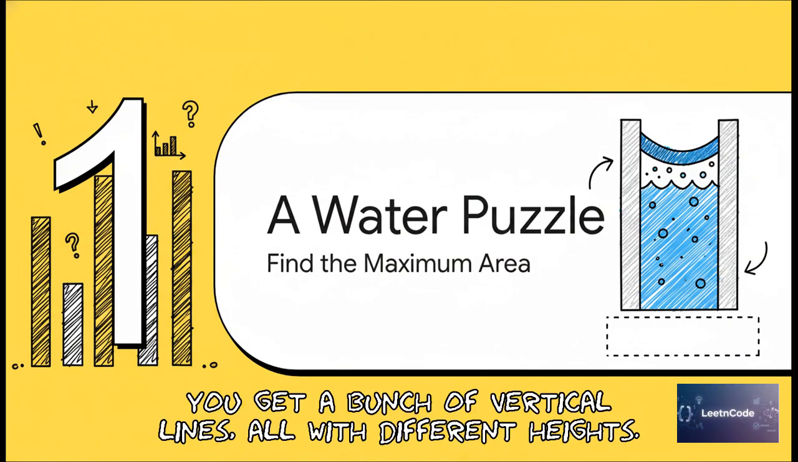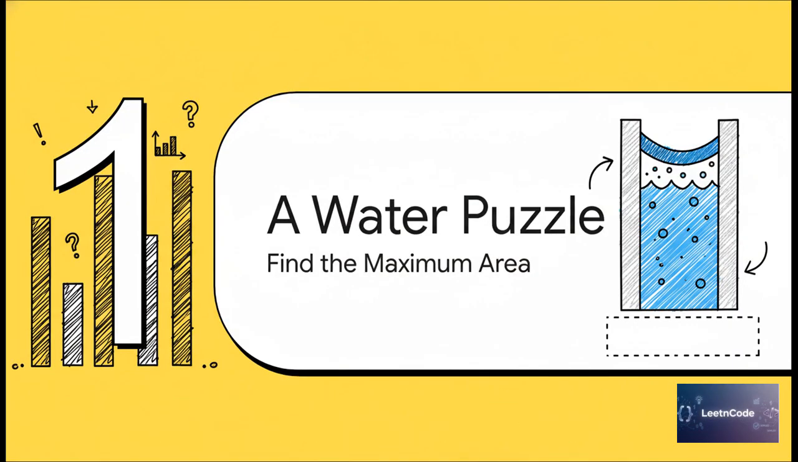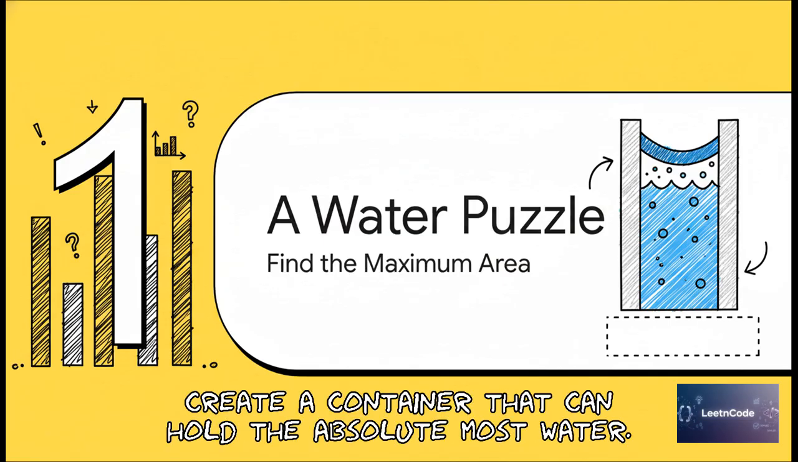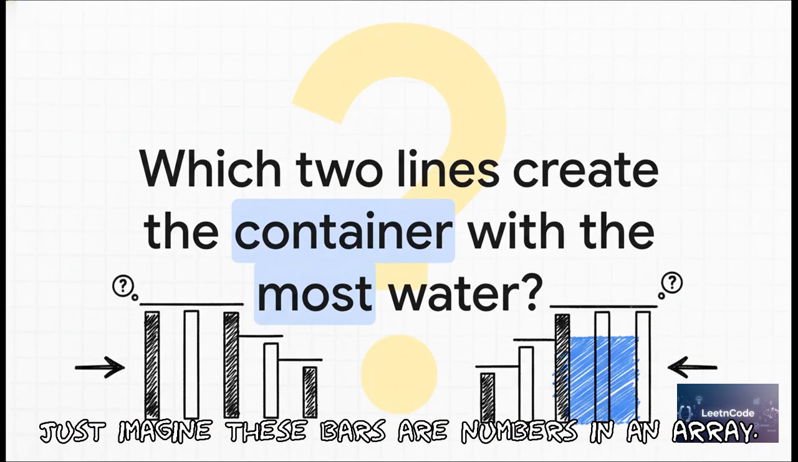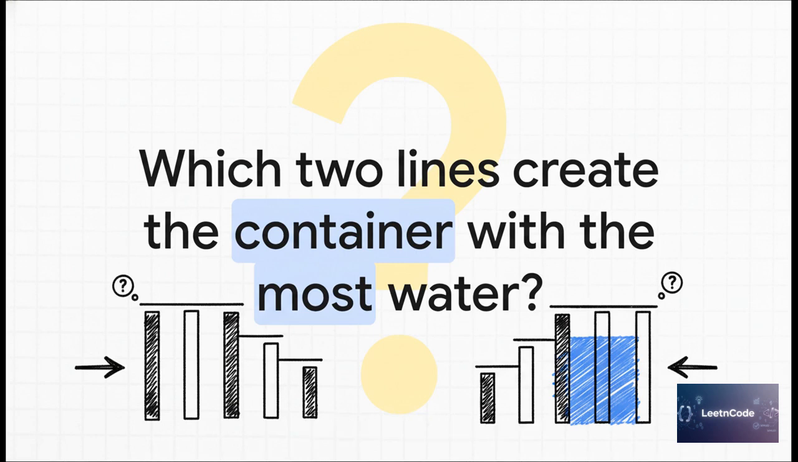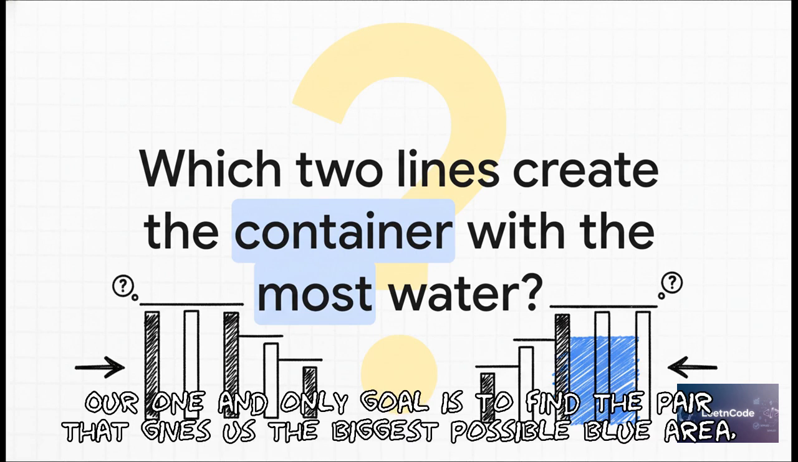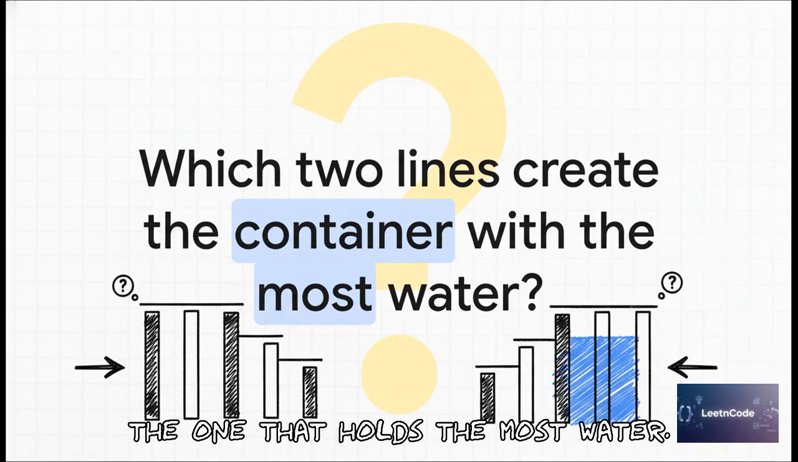So, here's the mission. You get a bunch of vertical lines, all with different heights. Your job? Find two of these lines that, when you put them together, create a container that can hold the absolute most water. Just imagine these bars are numbers in an array. You can see, right? Picking different pairs of lines makes different containers. Our one and only goal is to find the pair that gives us the biggest possible blue area, the one that holds the most water.